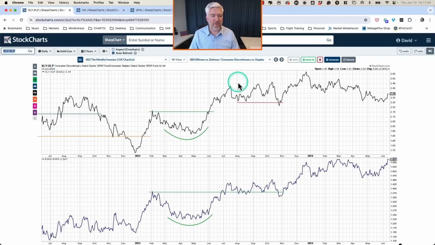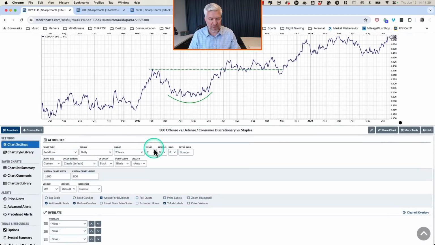I like to call this my offense versus defense ratio. When this ratio is going up, that means offense in the form of consumer discretionary is outperforming. When the line's going down, that means defense, consumer staples, is doing better. It's a great way of just measuring sentiment as rotating between consumer discretionary and consumer staples. Now, the equal weighted version of that ratio has really popped higher over the last couple weeks. You can see it actually testing the upper end of the range for 2024.